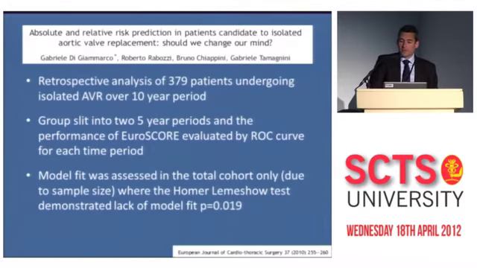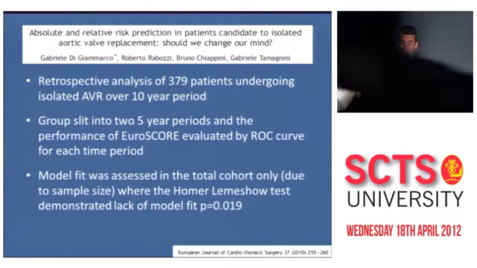So when we look at some of the data about prediction of high-risk patients, on the first page I'd like to look at is from this paper by Dr. Gomiccio, which is an analysis of almost 380 patients undergoing isolated aortic valve replacement over 10 years. And they looked at 2 5-year periods and looked at the performance of the Euroscore pre and post this.